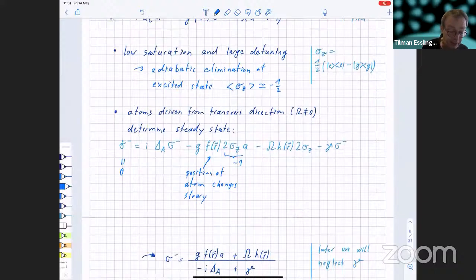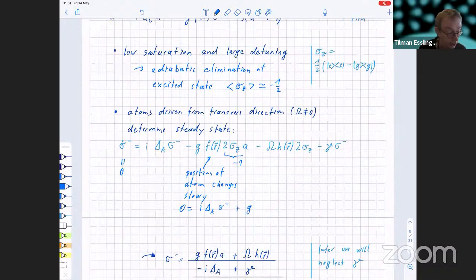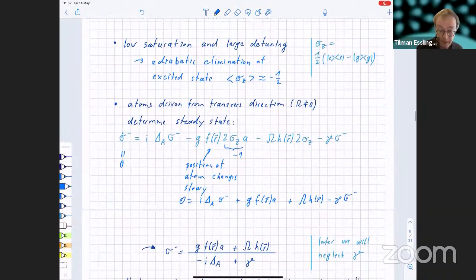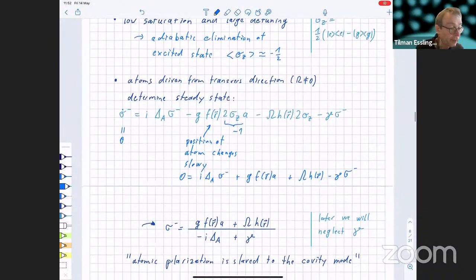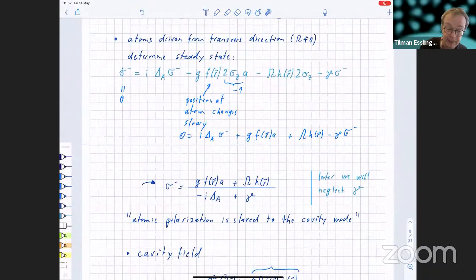And then we get, for example, 0 equals i delta_A sigma minus, minus g, r, a plus, r, minus gamma sigma minus. From that we get a steady state value for the atomic polarization, and often we will neglect the gamma, meaning the excited state decay. So that's the atomic decay.